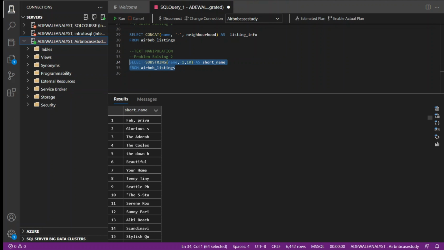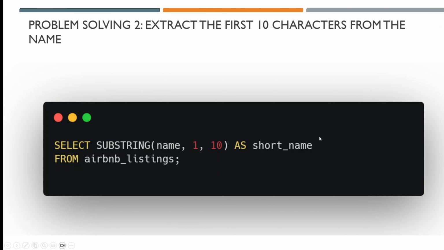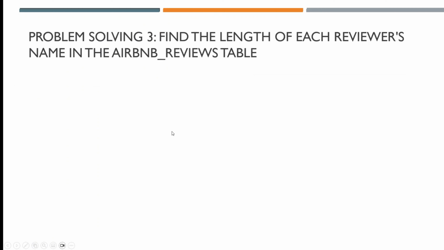Now let's explore another problem in text manipulation. This is how your query should look. You are selecting the source string, the name of the column, where you are starting from, and how many characters you want to extract. You're giving it a name, and then you select the table you want to do that from.